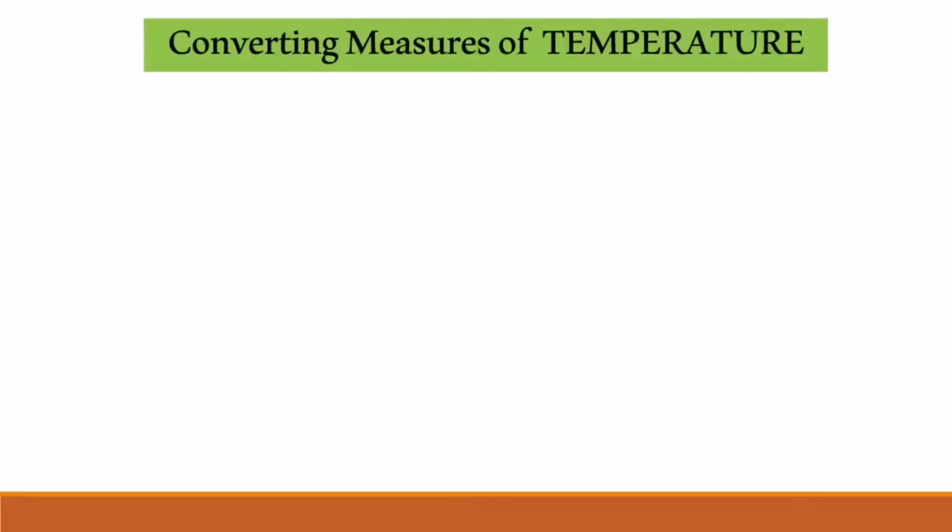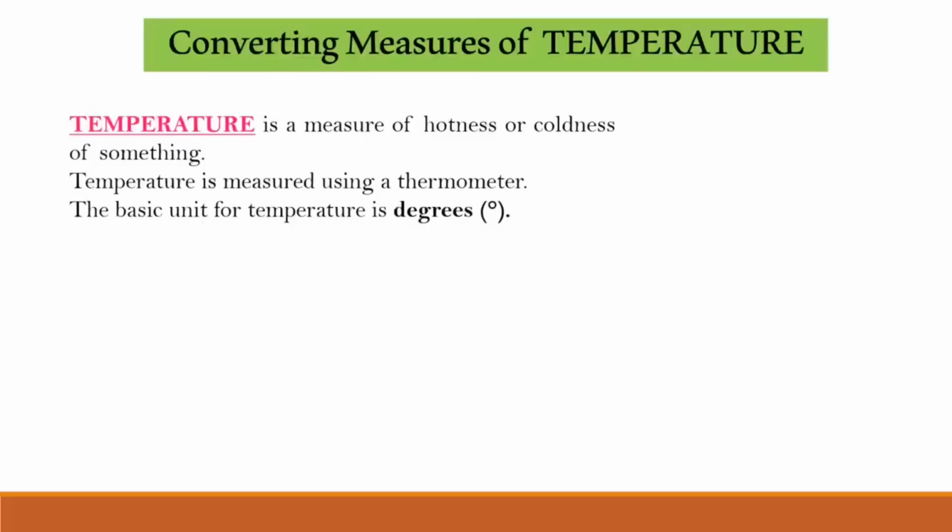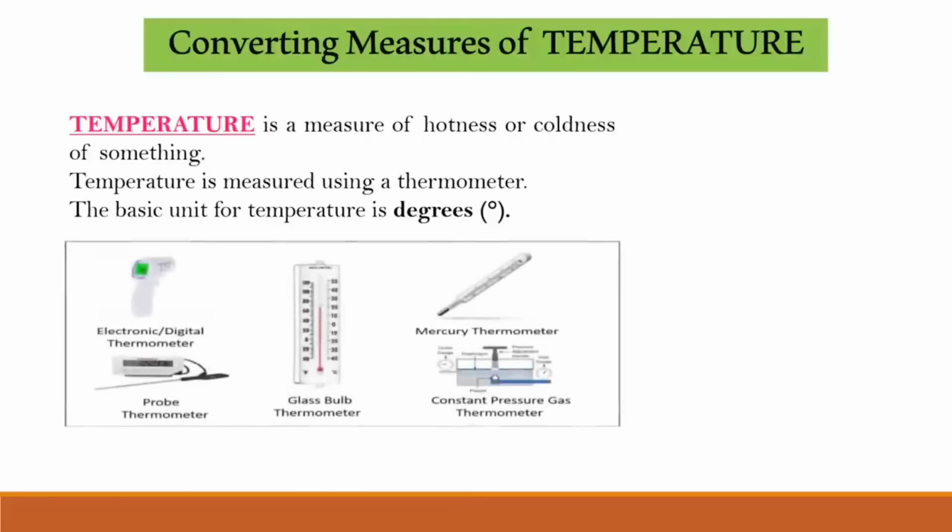Next is converting measures of temperature. Temperature is a measure of hotness or coldness of something. Temperature is measured using a thermometer, and the basic unit for temperature is degrees. Here are some of the common tools that we use in measuring temperature, or different types of thermometers.